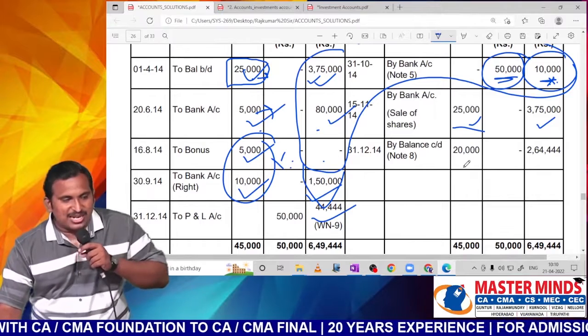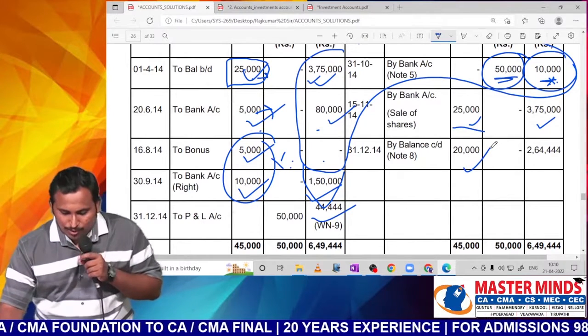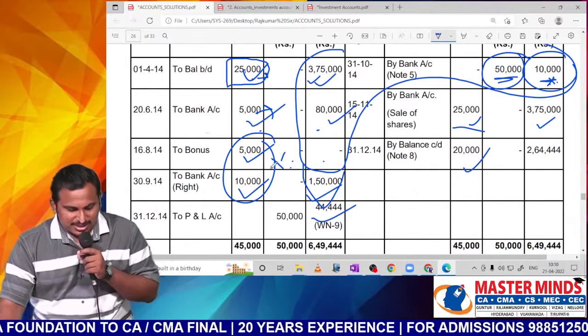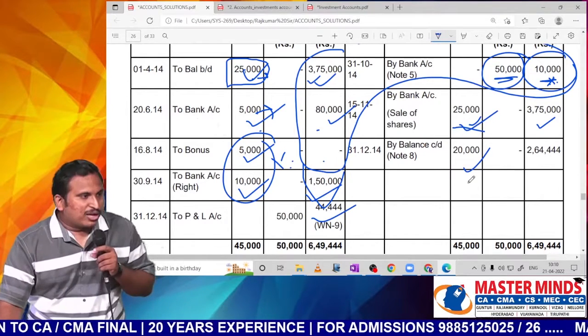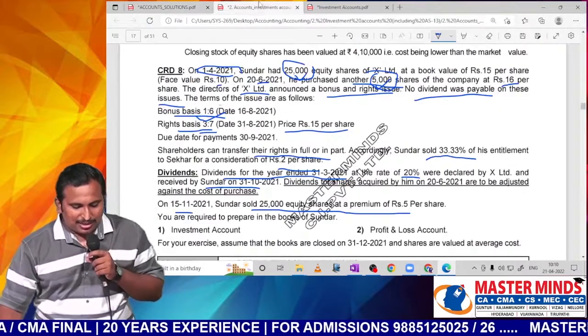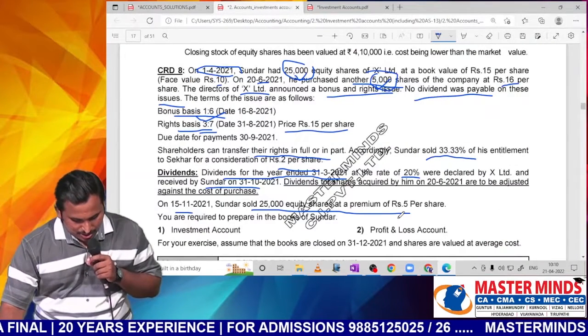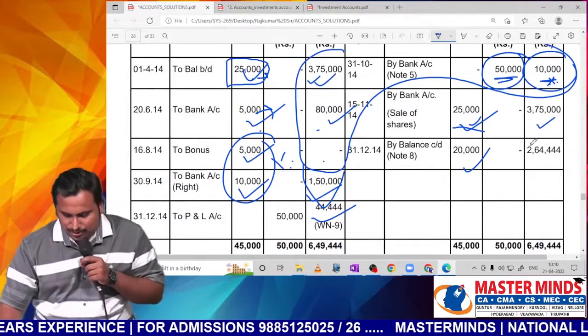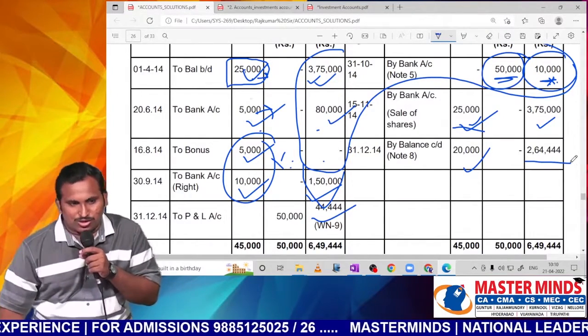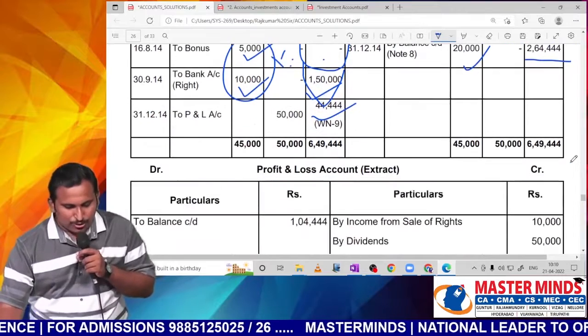Closing balance, how many shares are there? 20,000. Now, cost we can already find, sir, just in this way. You have found for 25,000, now find for 20,000. Cost you can find, then compare with the market value, which they have given in the question. Have they given any market value? Nothing. So if not given, directly you will write it, that value only, sir. Cost only will be written. In that way, you will close, sir.